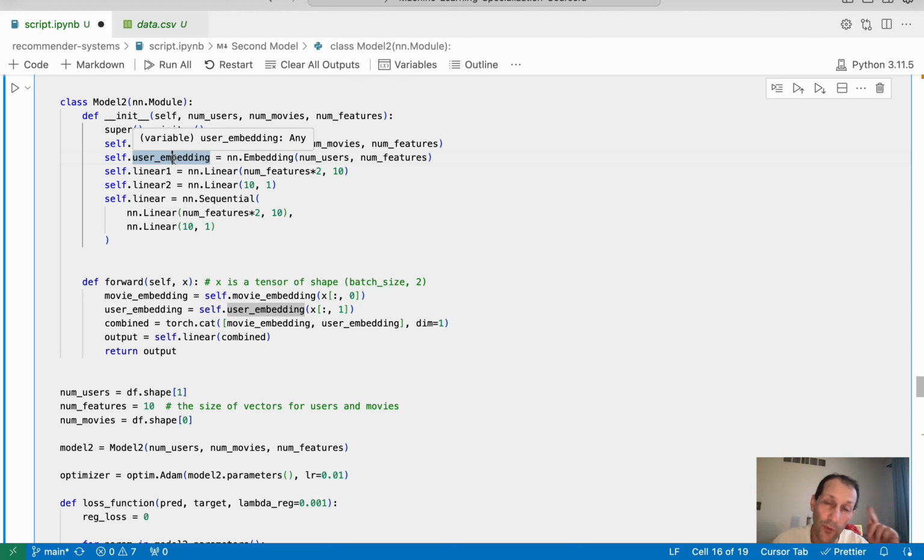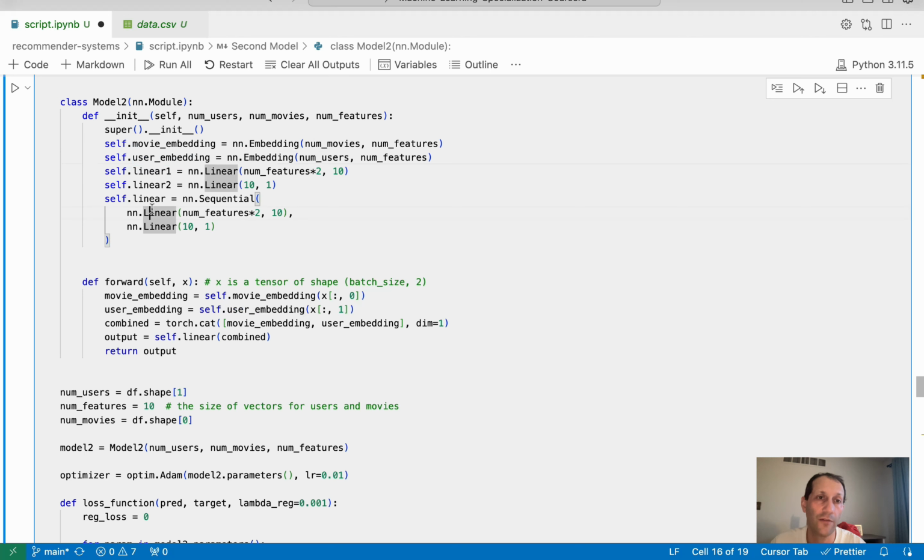And what we did before was that we multiplied these two vectors, the movies embedding and the user embedding. We didn't call it embedding, but that's what we did. But here we're not directly multiplying them. We are allowing the model to learn how to combine these together.